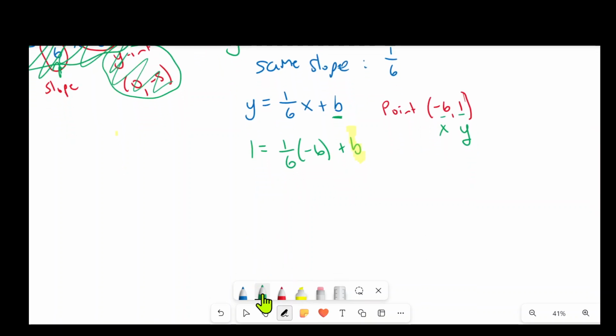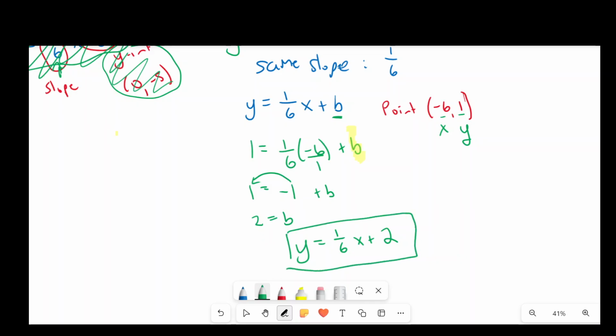I've got 1 equals, so I don't need to change that. 1/6 times -6 is -6 divided by 6, which is -1. And then plus b. So I'm going to add 1 to this side to get 2. So that gives me my b value. b is equal to 2. So that's the equation of line number 2 in slope-intercept form.